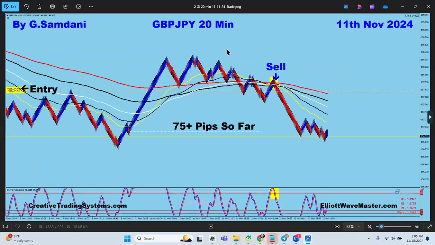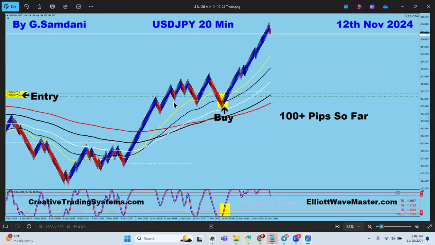And the next trade, pound yen, 20-minute chart, sell order right there, taken by the EA, 75 plus pips to the downside. And here UJ going to the upside because of the US dollar index strength, right? US dollar getting strong badly. But it is at the end of the road now. I'm going to make a separate video for that.